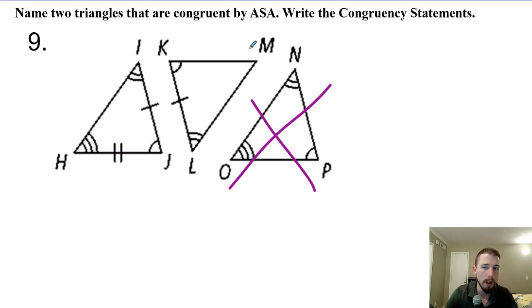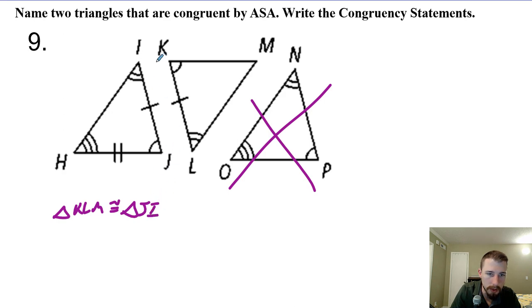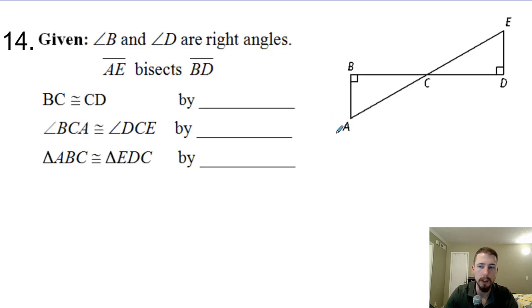So write the congruency statement. We're going to say KLM. So triangle KLM is congruent to triangle what? Well, K is angle 1. That goes with J, which is angle 1. And then L is angle 2, which goes with I. So then the last one is JI, and of course, it has to be H. Okay, cool. No big deal. And again, we did that by angle, side, angle.